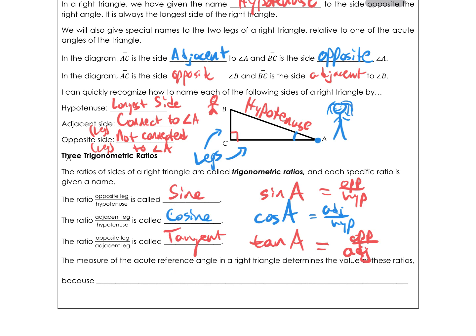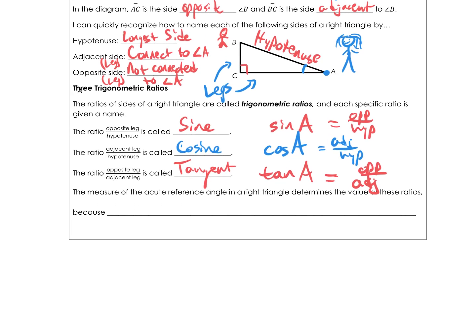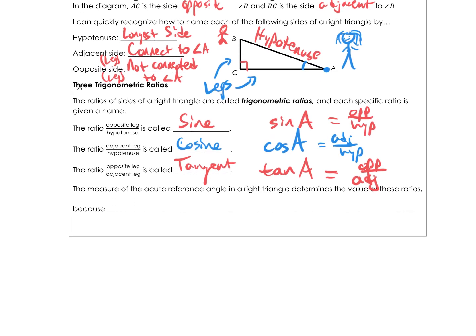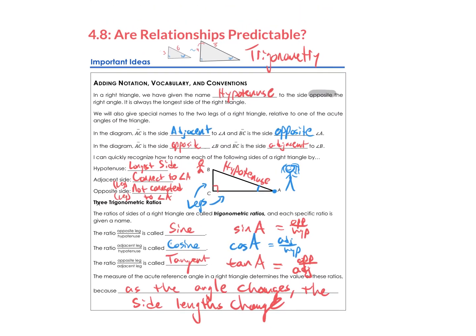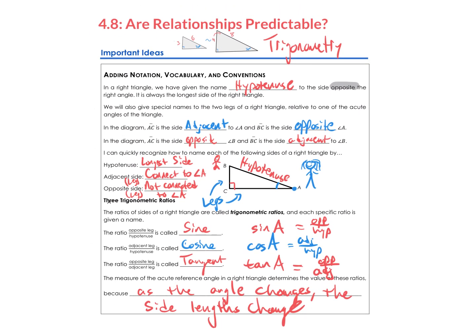The measure of the acute reference angle, this A or B in the right triangle, determines the values of these ratios, because as the angle changes, the sides change in length. All right? As the angle changes, the side lengths change. And that gives us a different sine, cosine, or tangent. All right? Great. Well, let's look a little bit into how this works.